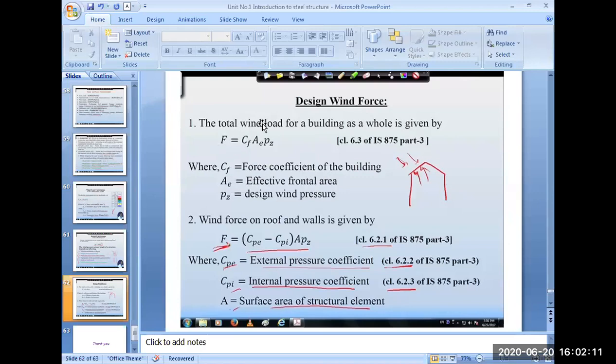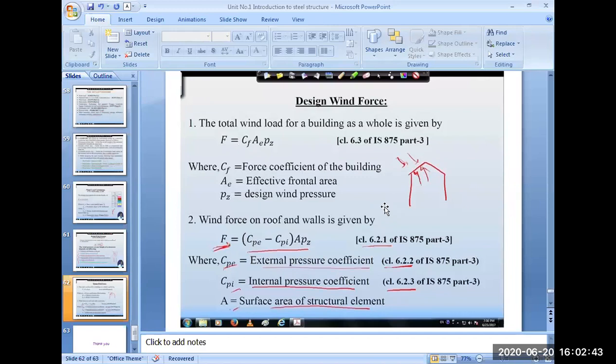So how to calculate total wind load? F is equal to Cf into A into Pz. Now, wind load, second point: wind force on the roof and wall is given by A into P, this area, but here Cf is the coefficient. So Cf coefficient, again how to calculate coefficient? Cpe minus Cpi. So external coefficient minus internal coefficient.